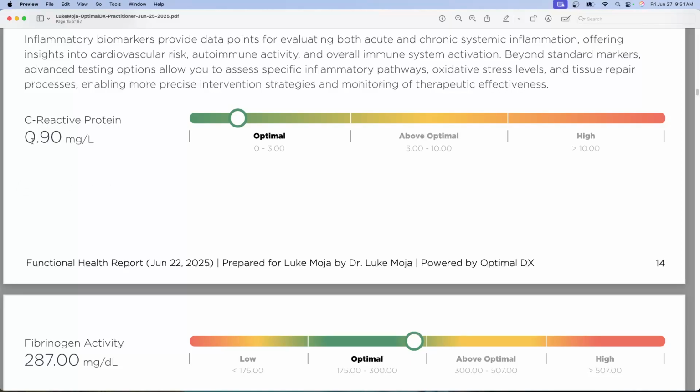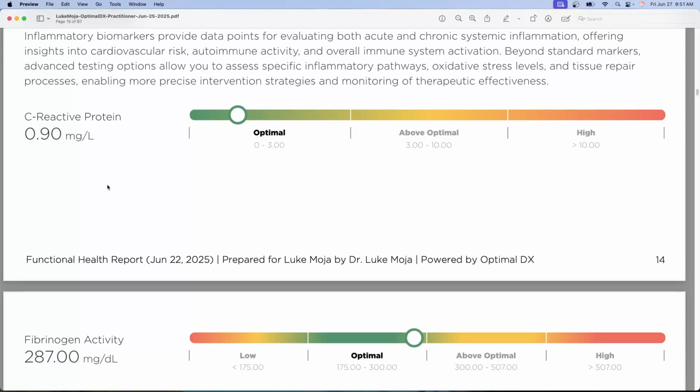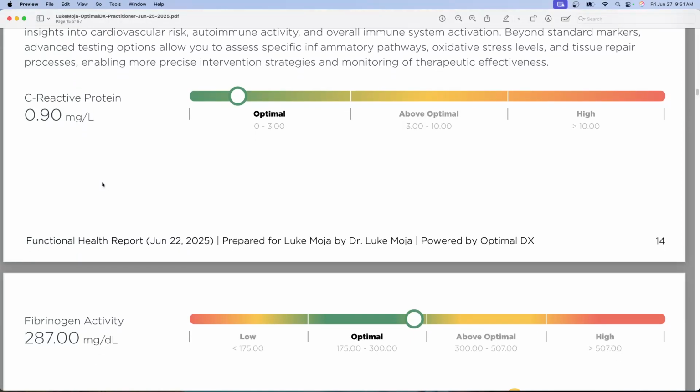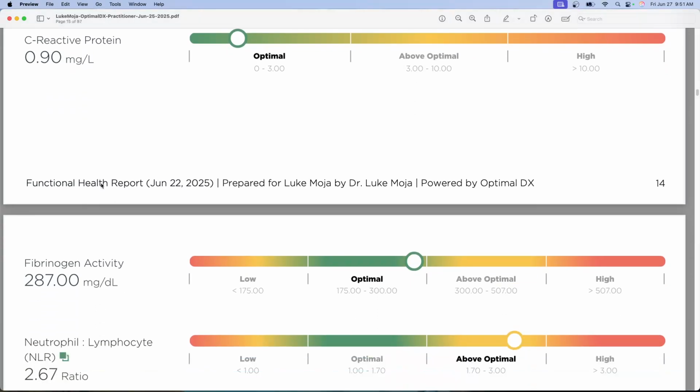So I wanted to run just a regular C-reactive protein, which is also an inflammatory marker, just to see if there's a difference. You can see here, still well within the optimal range, very low at 0.9. So that's good to see. At least that inflammatory marker has pretty much always been good on me. So that's one good thing to see.